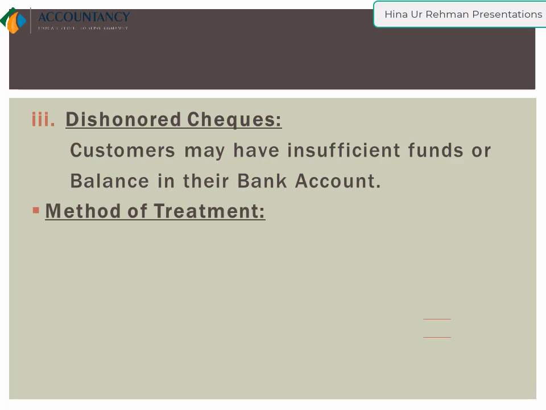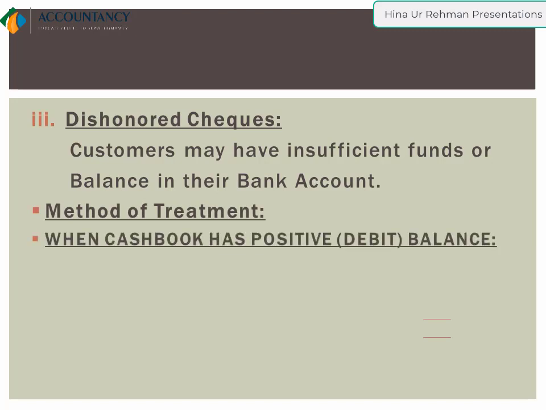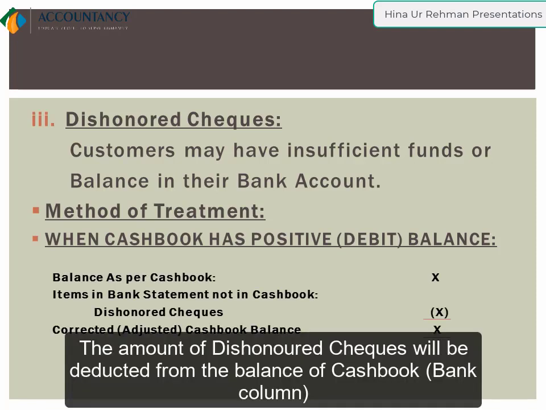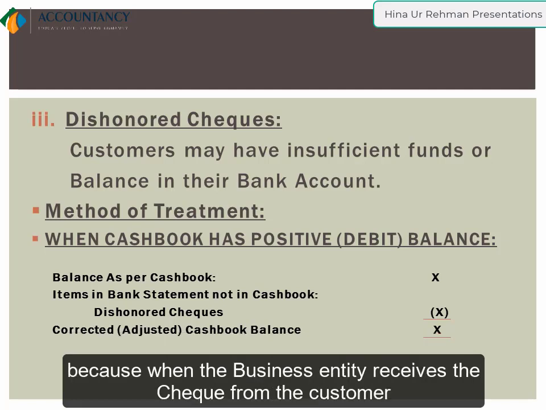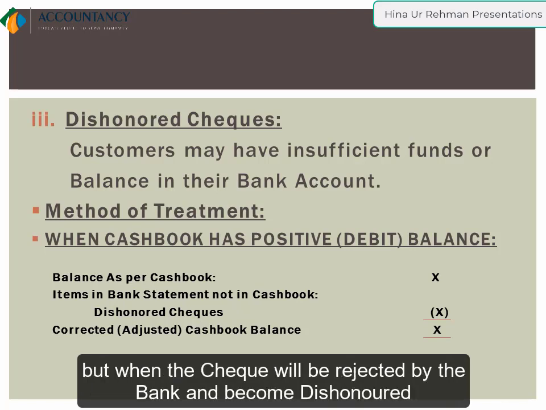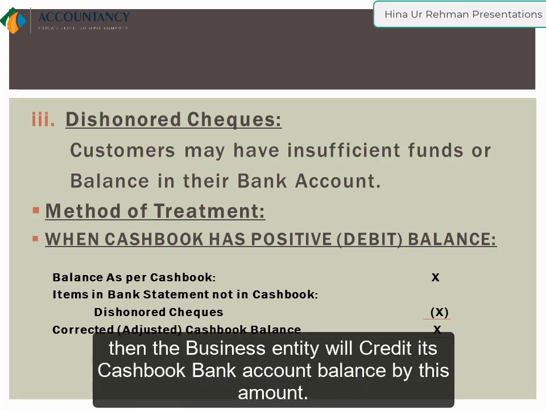Method of treatment. When the cash book has a positive debit balance, the amount of dishonored checks will be deducted from the balance of the cash book bank column, because when the business entity received the check from the customer, it had debited the bank column of the cash book by this amount. But when the check is rejected by the bank and becomes dishonored, then the business entity will credit its cash book bank account balance by this amount.